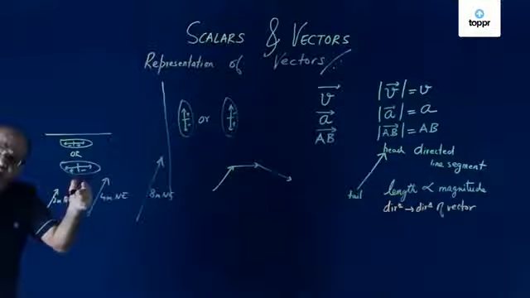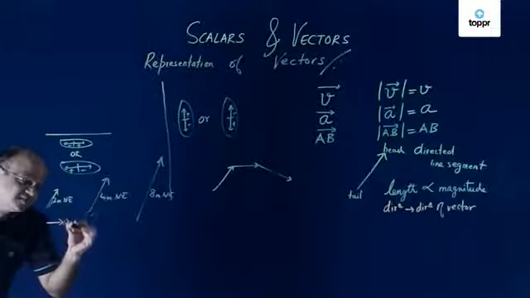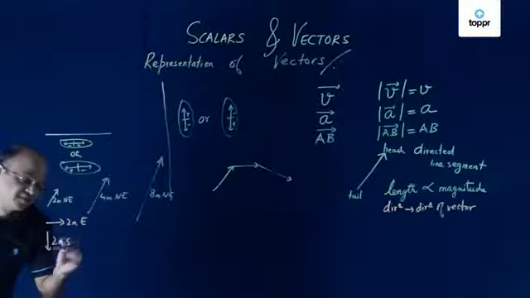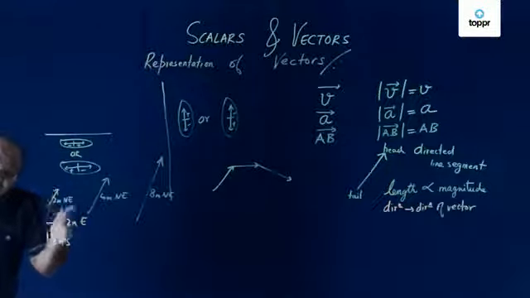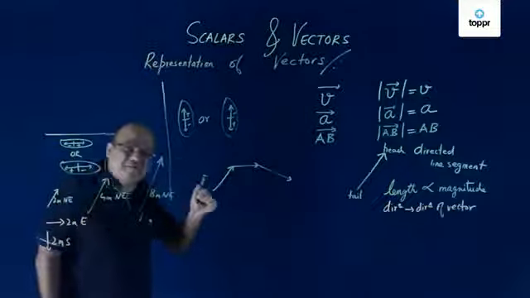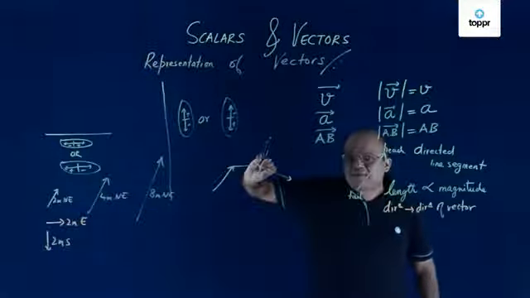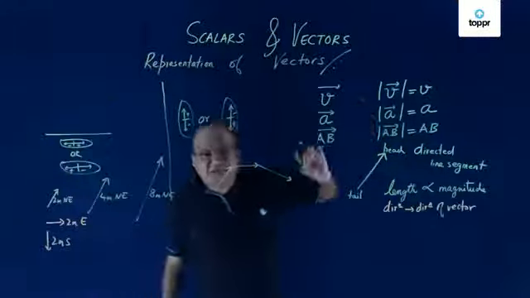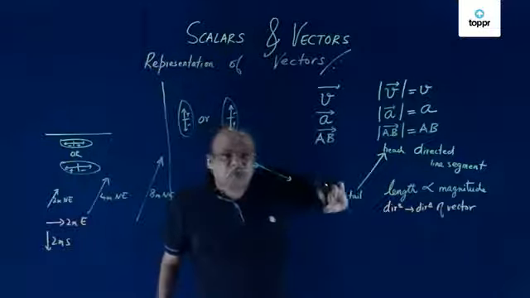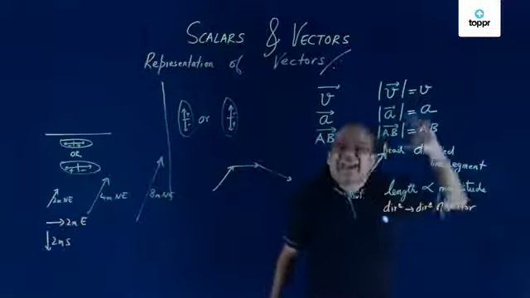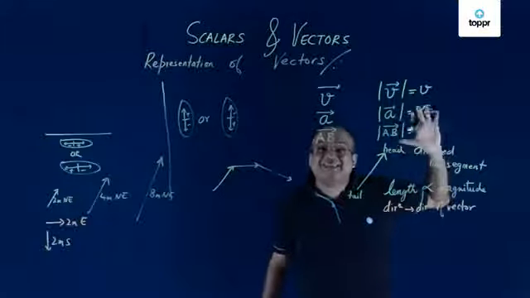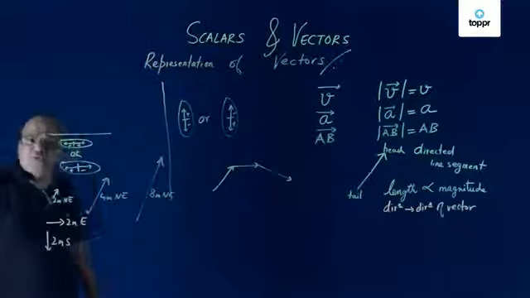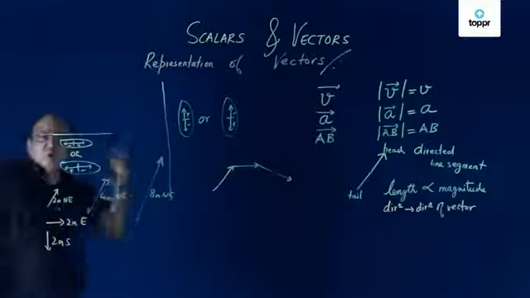This vector is 2 meter northeast. A vector like this is 2 meter east. A vector like this may be 2 meter south. All these three are different vectors. Magnitude is same, but direction is important. So vector is completely represented by a directed line segment. Length of the line segment is proportional to magnitude of vector, and direction of line segment gives us direction of vector. Right?